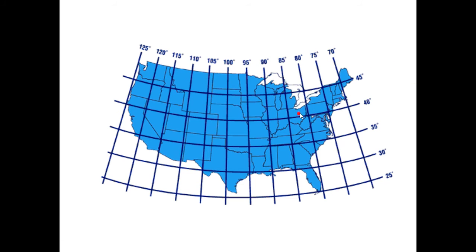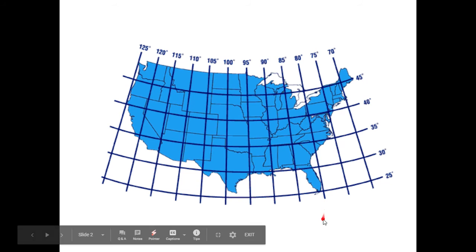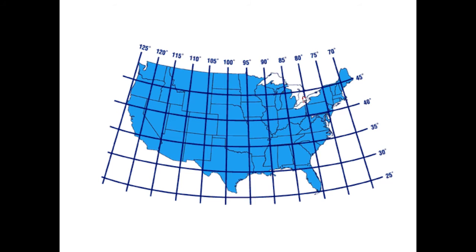So if I'm trying to find our home right here in West Salem, Ohio, right here where the red dot is, I'm going to work north from the equator. That's 25, that's 30, 35, 40. If this line is 40 and this is 45, what's a good estimate for this dot right here? I'm going to say about 41 degrees north latitude.